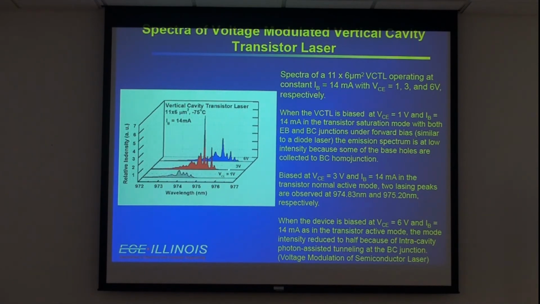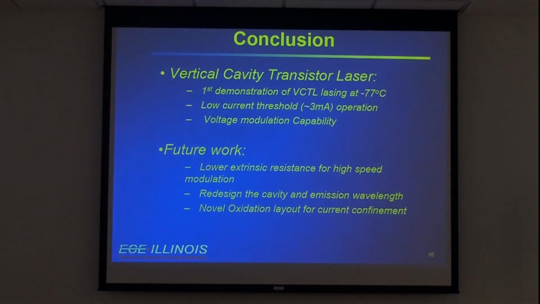But when you operate at 3 volt, which is the active mode, you get a higher peak. But when you switch to 6 volt, your light intensity decreases. So it means that you can do voltage modulation. But think about diodes, you cannot do that because they have very low impedance. So, a small conclusion: this is just supposed to demonstrate the VCTL.